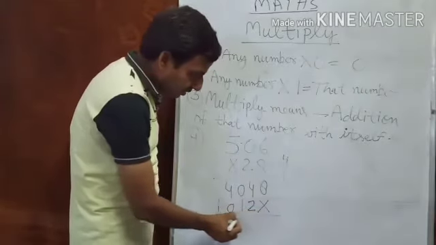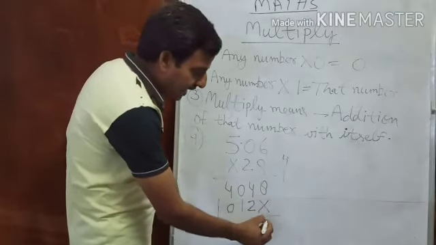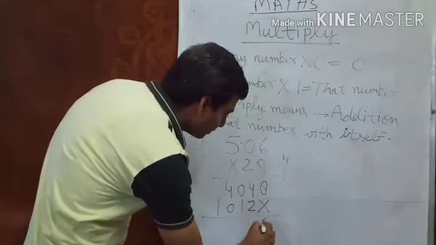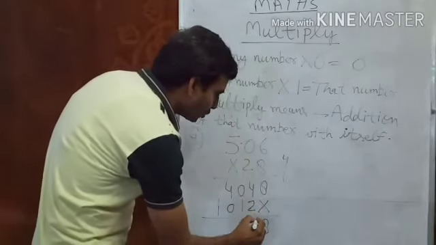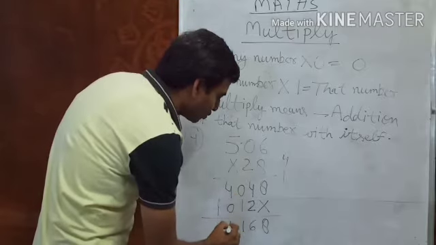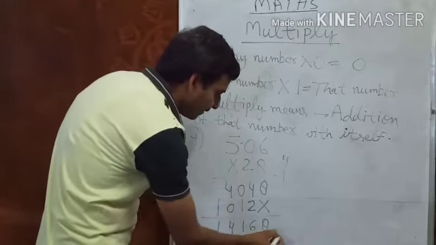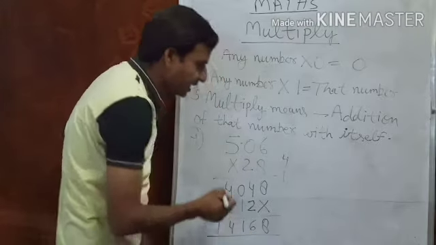Then we add all. 8 add nothing means 8. 4 plus 2 is equal to 6. 0 plus 1 is equal to 1. 4 plus 0 is equal to 4. 1, here is nothing, then 1. This is the answer.